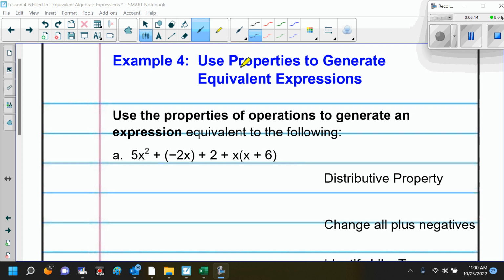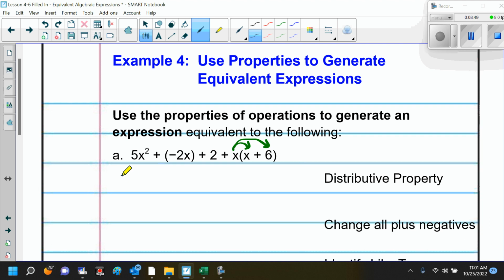So example 4 is use properties to generate equivalent expressions again. It's just the more challenging one. This one is using exponents. Okay? So we've got 5x squared plus a negative 2x plus 2 plus x times the quantity x plus 6. So the first thing we want to do is use our distributive property. Right here, we are distributing a positive x throughout the parentheses.